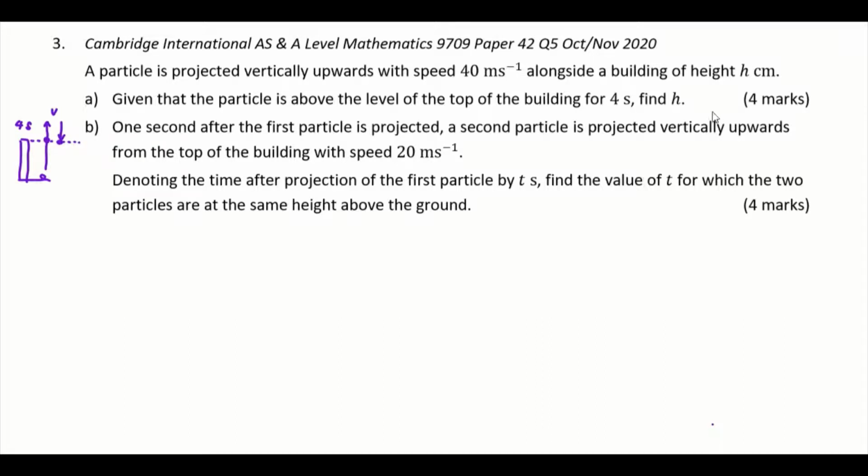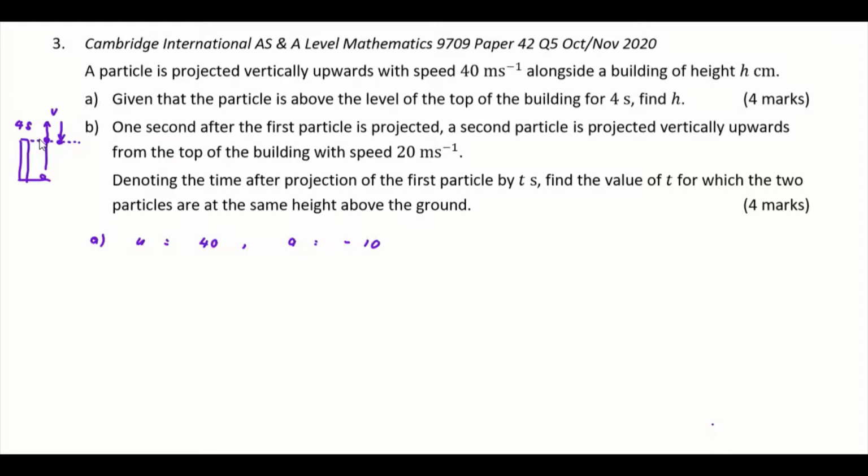Now the question wants us to find the height. The problem is that when I write down my information, the only things I have are that the initial velocity is 40, and since it's vertical motion and the particle is moving up, a is -g, so it's -10. Then what else do I have? I realize I couldn't find anything about the height of the building, because I do not have the time it reaches here, or the displacement, which is what we want to find, or the final velocity when it reaches the top of the building.